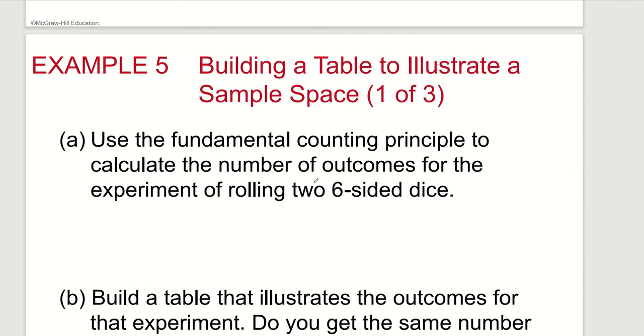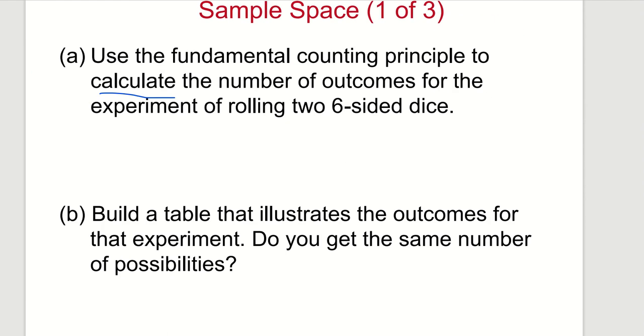The next thing we're going to use is the fundamental counting principle to calculate the number of outcomes for an experiment when we roll 2 six-sided dice. The fundamental counting principle says that if you're going to do a sequence of events, or a sequence of steps, it's the number of ways you can do the first event times the number of ways you can do the second event.